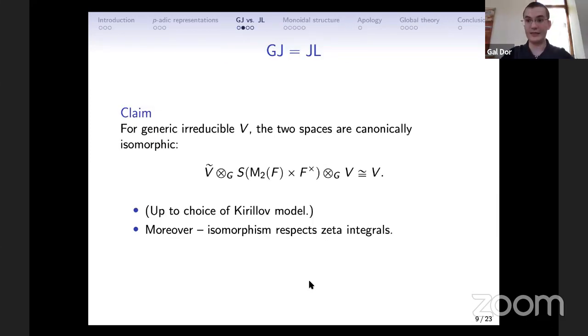Now, here is basically the claim that we've ended up with. If we suppose that these two spaces should be isomorphic, then let's just say it. Here is the claim that we are trying to prove, or that we are trying to consider: that these two ways to index zeta integrals are actually the same. There is some correspondence between elements of V and pairs of vectors, covectors, and test functions. And this isomorphism should respect zeta integrals. That is, the Jacquet-Langlands zeta integral corresponding to the data on the right-hand side should be the same as the Godement-Jacquet zeta integral corresponding to the data on the left-hand side. This should be a canonical isomorphism fixed by this requirement up to the choice of the Kirillov model.